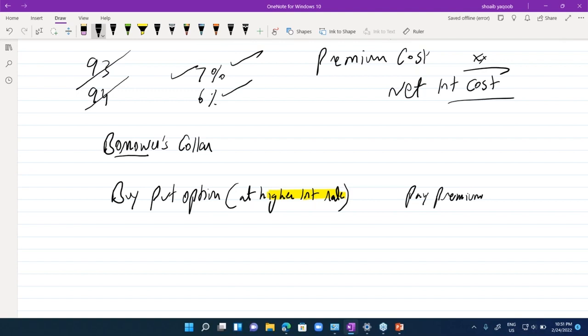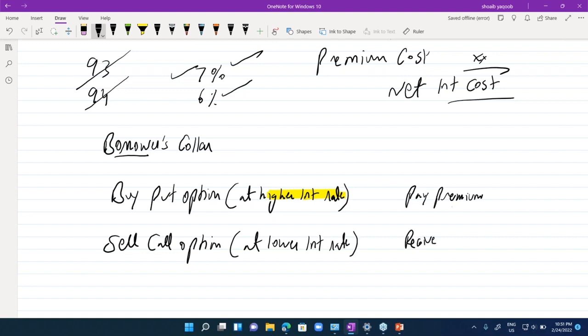Okay, but the problem with that is it is expensive. So what are you going to do? Take the exact opposite position in the call option. If you have bought the put option, sell the call option. Sell the call option at lower interest rate. You will receive premium. Overall, lower cost.